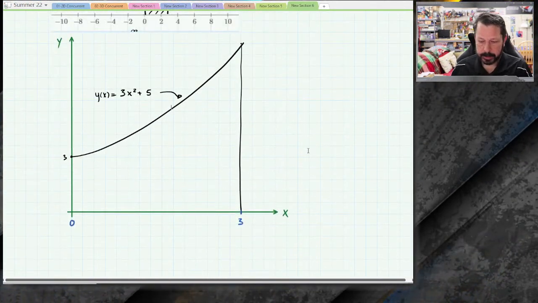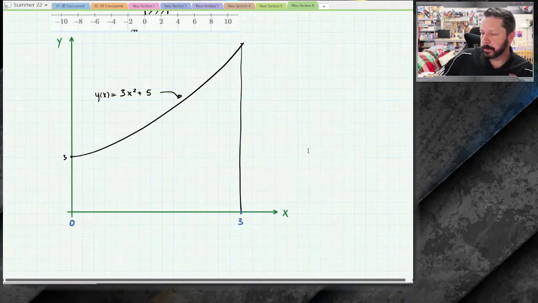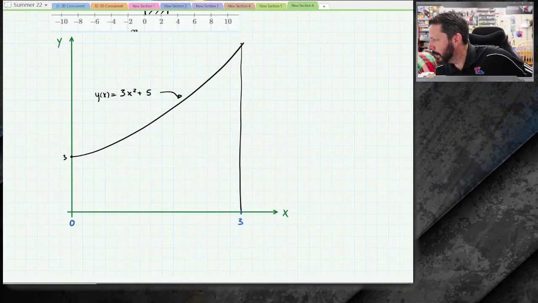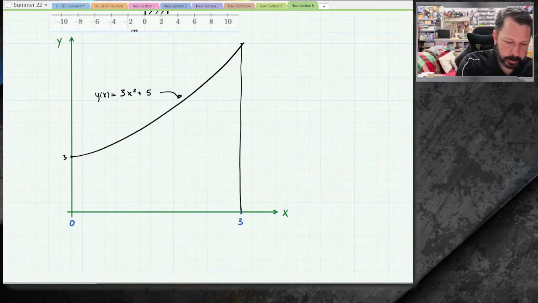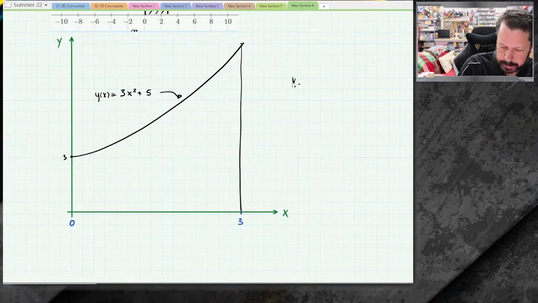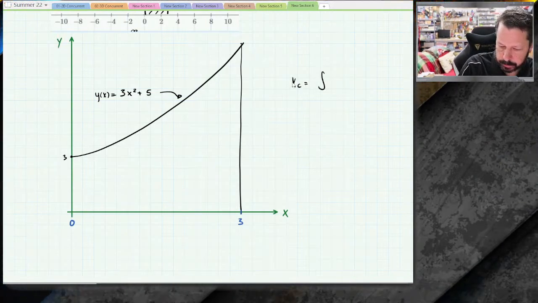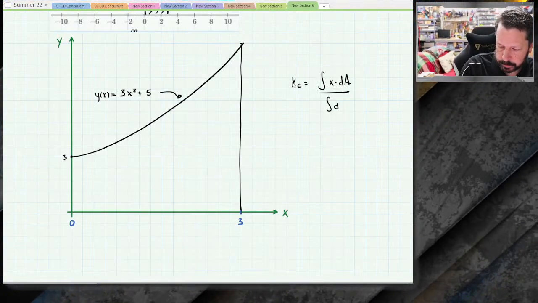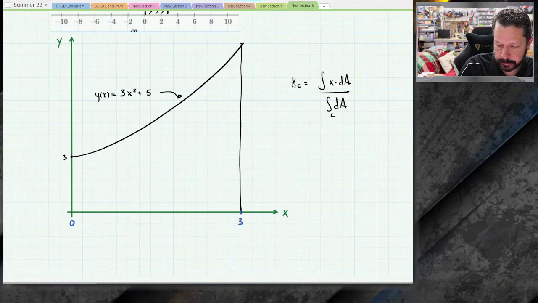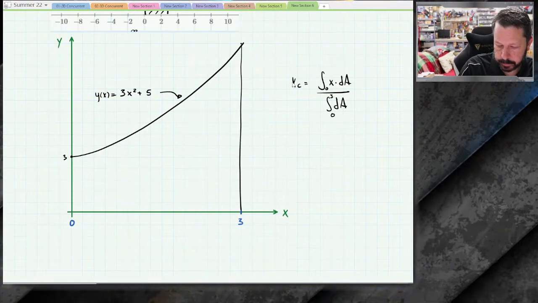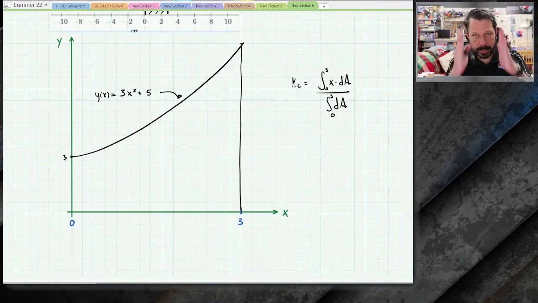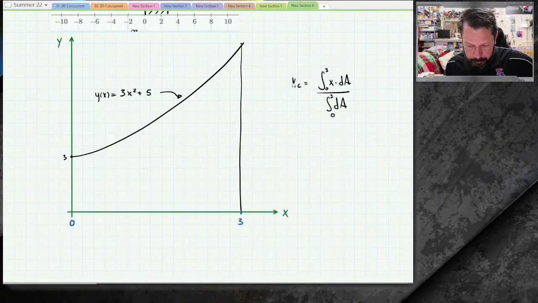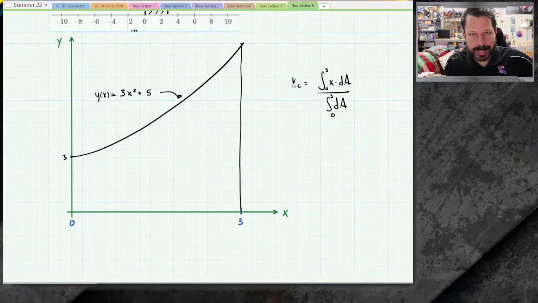All right. Now, what I want to do for solving this equation, let's just do, which one did I do? I think I did x sub c. All right, so our equation, x sub c equals the integral of x dA over the integral of dA, and it's going to go from 0 to 3 because that's the psi, as I said, in the x direction. And I want to integrate this. So I've got to figure out what dA is.